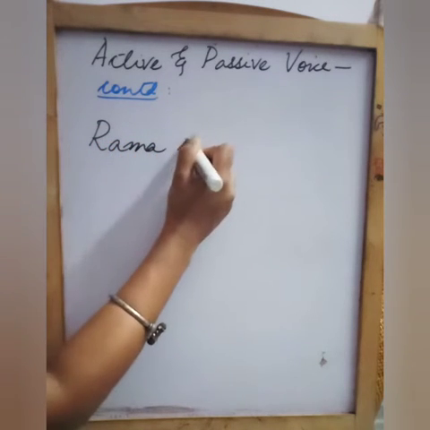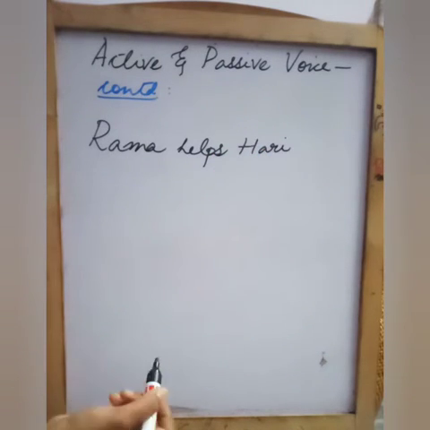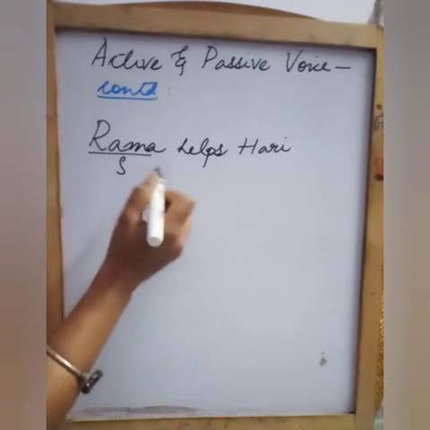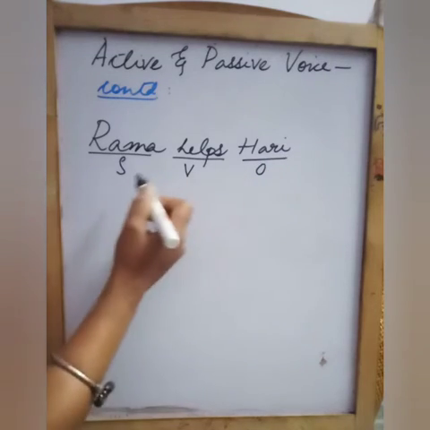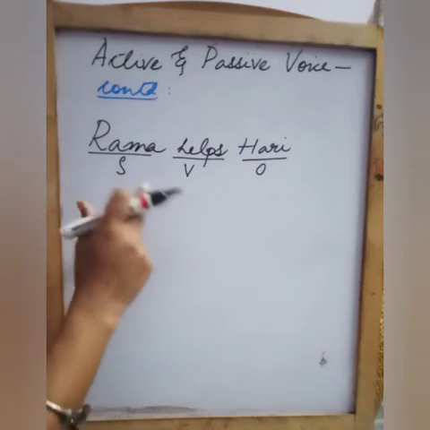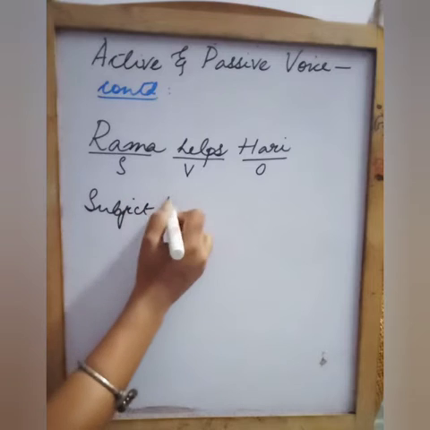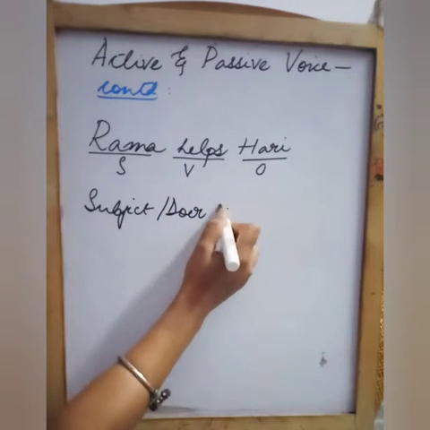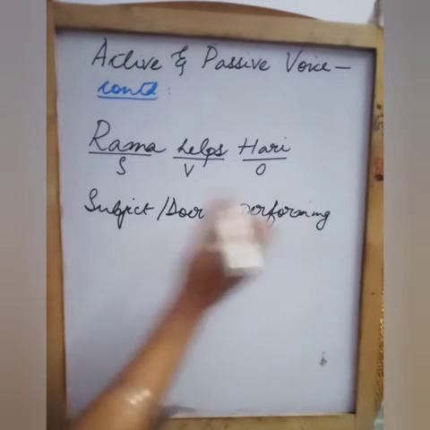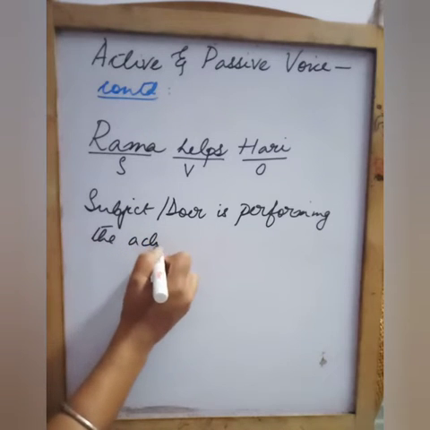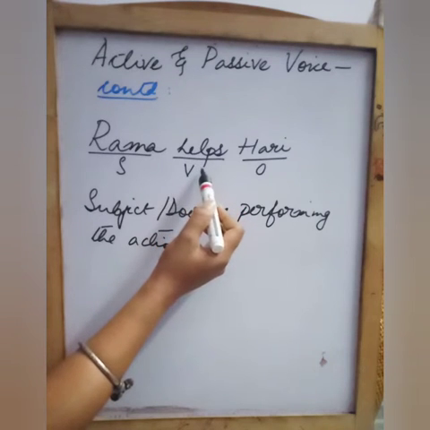Rama helps Hari. See here in this sentence, Rama is the subject. He is doing an action, isn't he? He is helping. This is the verb and this is the object. So Rama helps Hari is in the active voice. Why? Because the subject, or the doer, is performing the action on the object. So this is the case of active voice. This verb, helps, is in the active voice.